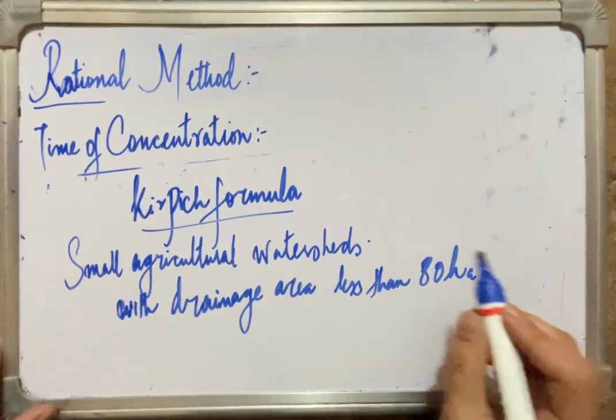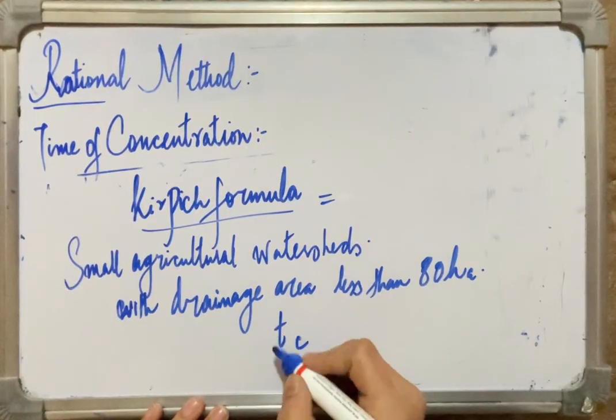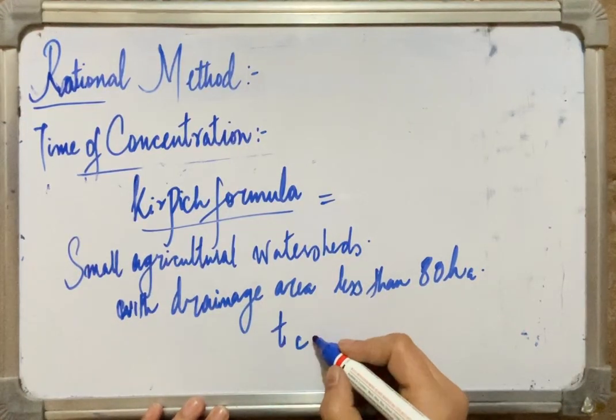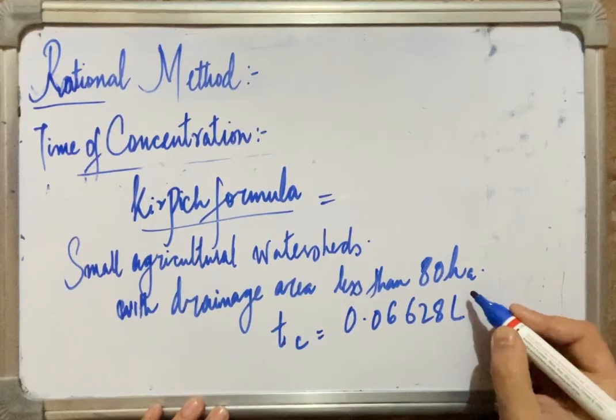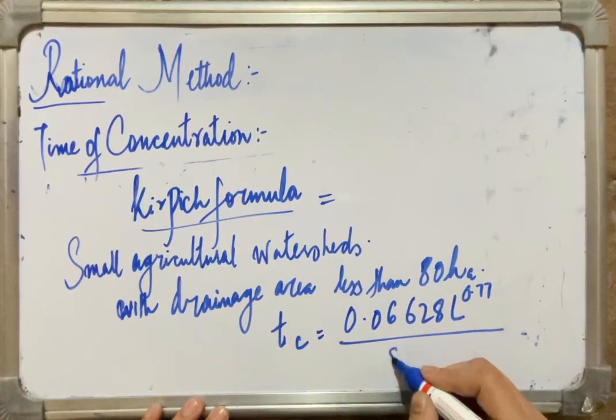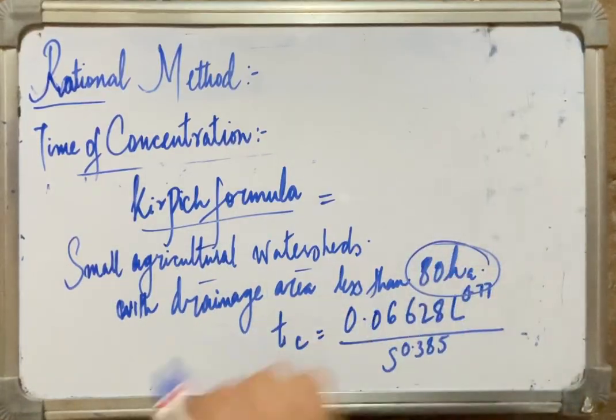The Kirpich formula for finding the time of concentration is Tc, or capital TC, it's one and the same thing, equal to 0.06628 L raised to 0.77 divided by S raised to 0.385. So this is the Kirpich formula for finding the time of concentration of small agricultural watersheds with a drainage area of less than 80 hectares. It relates the concentration time to slope and length parameters of that particular catchment.